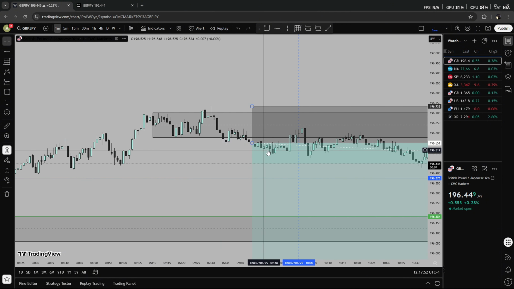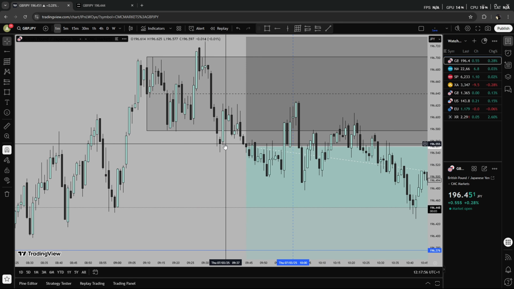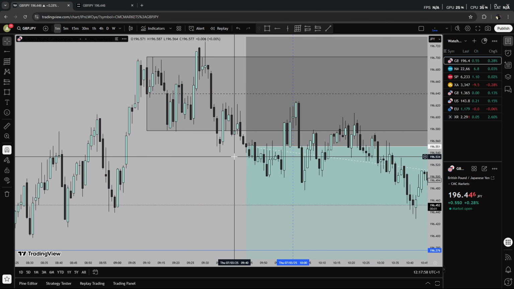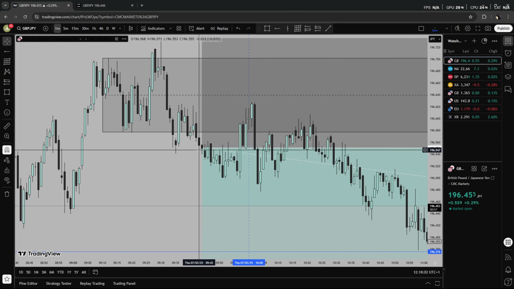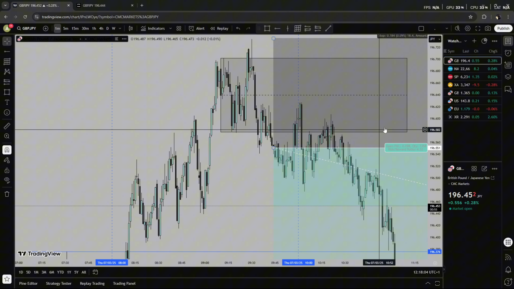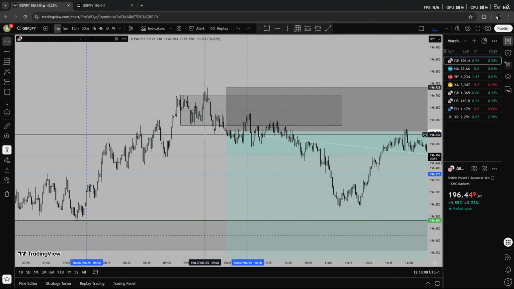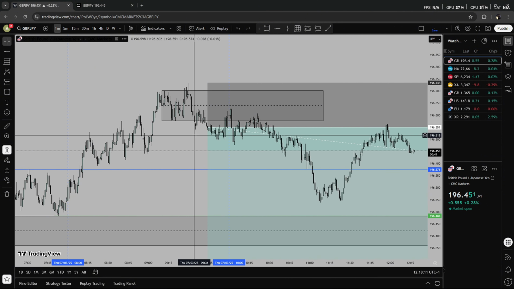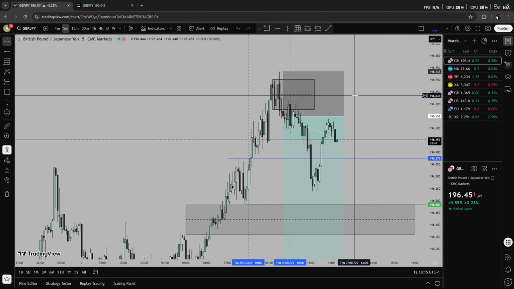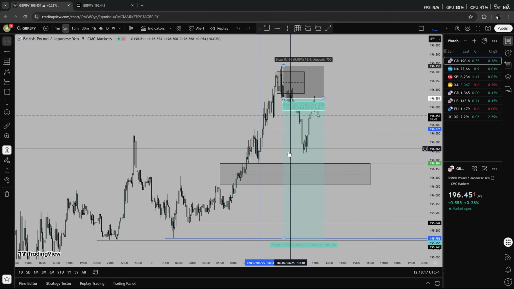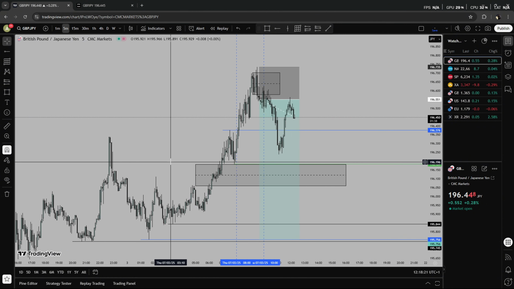The reason why I didn't enter here, I know here broke structure as well, was because there was a fair value gap that was being respected on the 1 minute. That's why I didn't enter there. So I decided to enter when that fair value gap got disrespected, and we broke structure to the downside. And then I entered there, and my first take profit was based on that equilibrium. Second take profit, my last take profit was at Asian session lows.